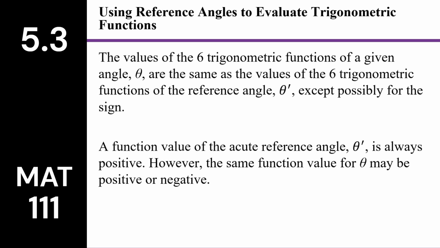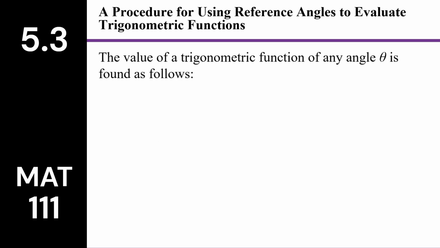We can use reference angles to evaluate trig functions, because the values of the 6 trig functions are always the same for theta as they are for theta prime, with the possible exception of the sign. Because theta prime is an acute angle, all of its trig functions have a positive value. But because theta could have been in quadrants 2, 3, or 4, some of its trig functions have negative values.